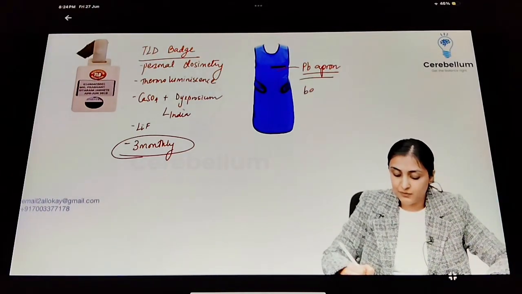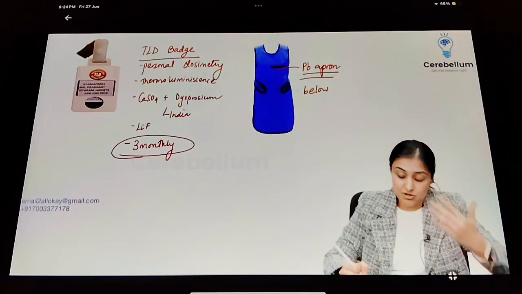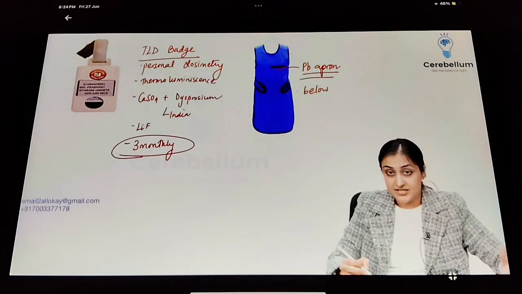So where should I wear it? Obviously we want to know how much I am getting, not how much the apron is getting. So I'm going to wear it below the lead apron at the chest level. So that is the first thing.